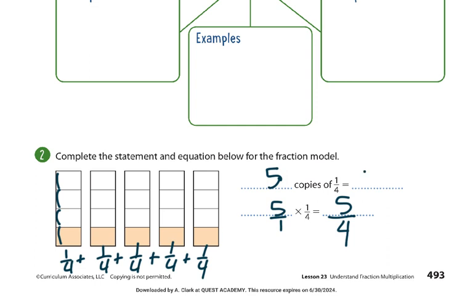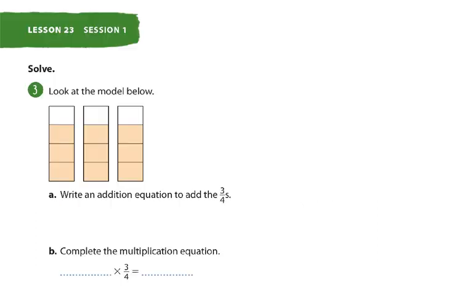Okay. Five copies of, we got to do this one here. We want to make sure we got all the stuff figured out. Okay. Looking great. Turn the page. Number 3. Look at the model below. What's that model representing? Sawyer? Ava, go to the round table. 3 what? 3/4. So this is 3/4 plus 3/4.